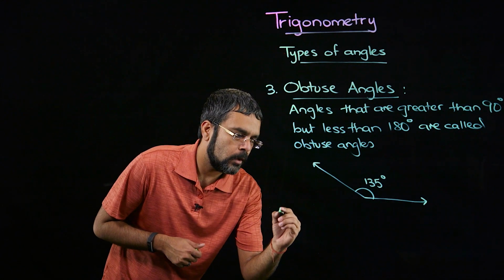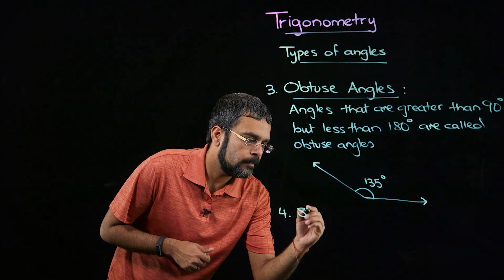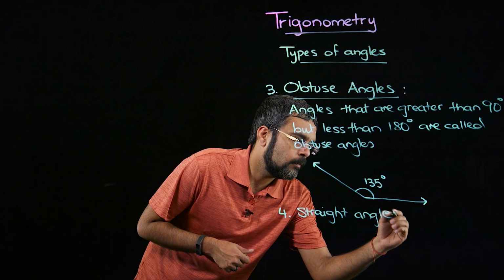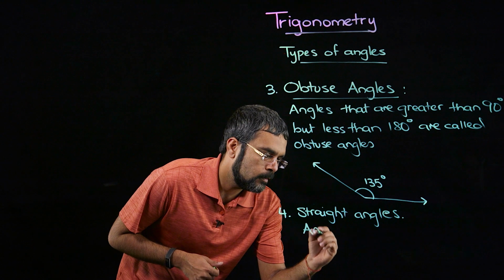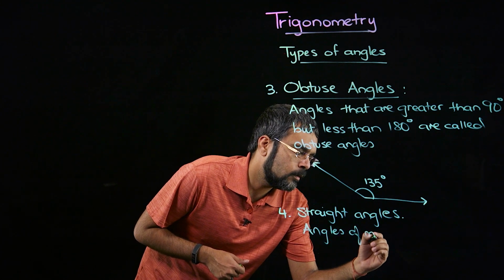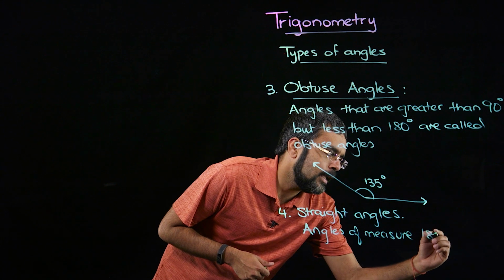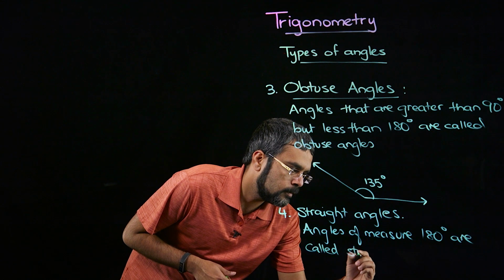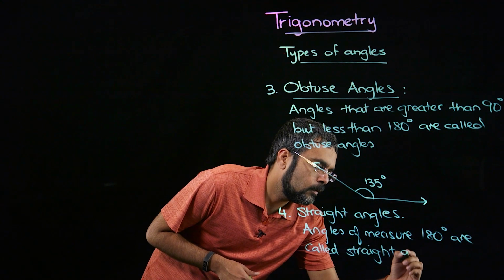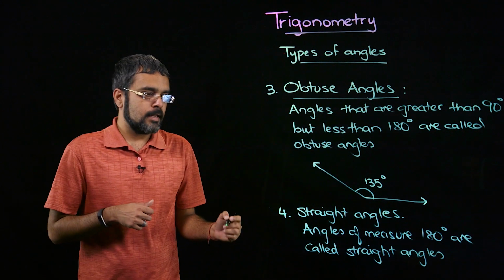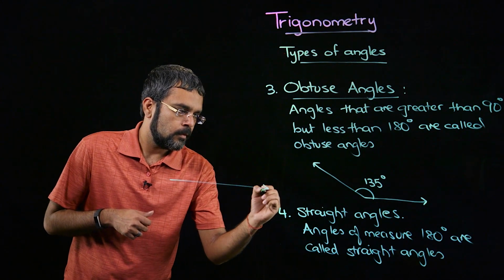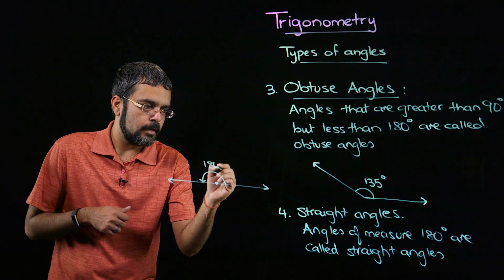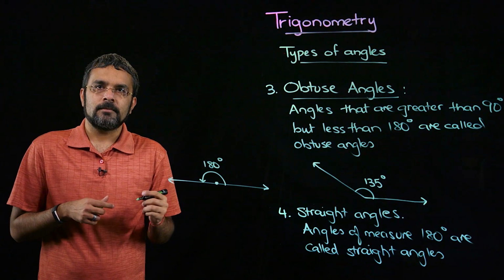And finally, we have something called straight angles. So angles of measure 180 degrees are called straight angles. As an example, if that's the vertex of my angle, if the opening here is 180 degrees, we call this a straight angle.